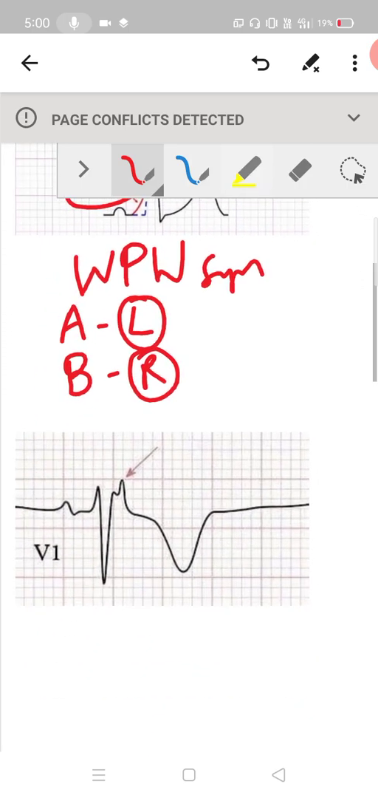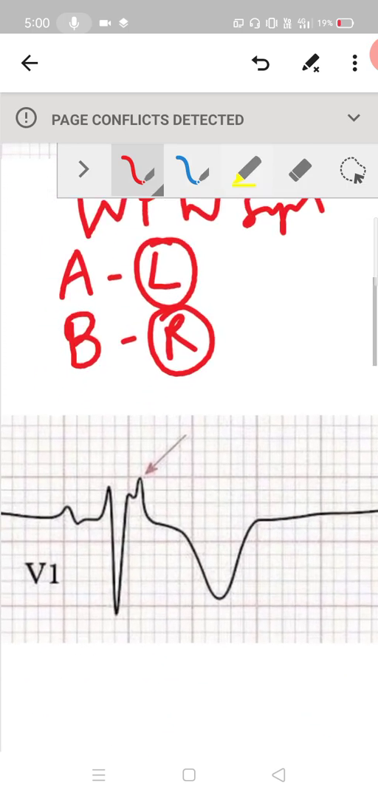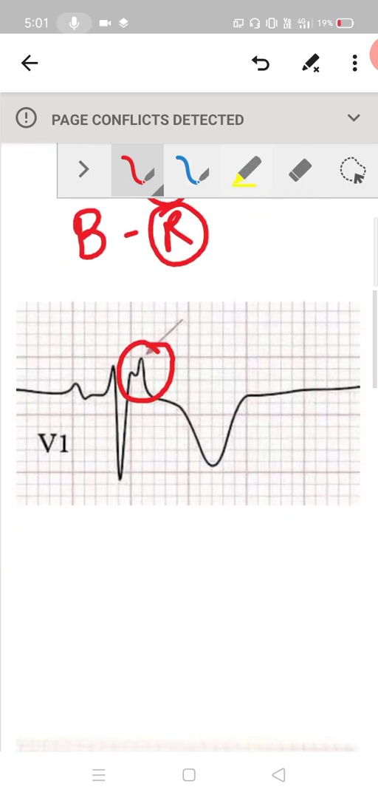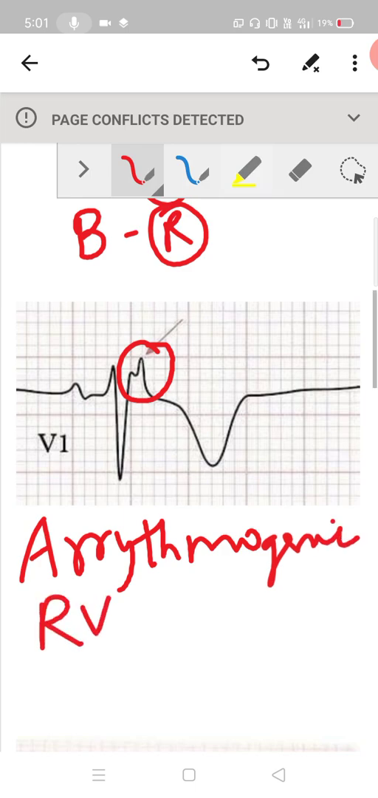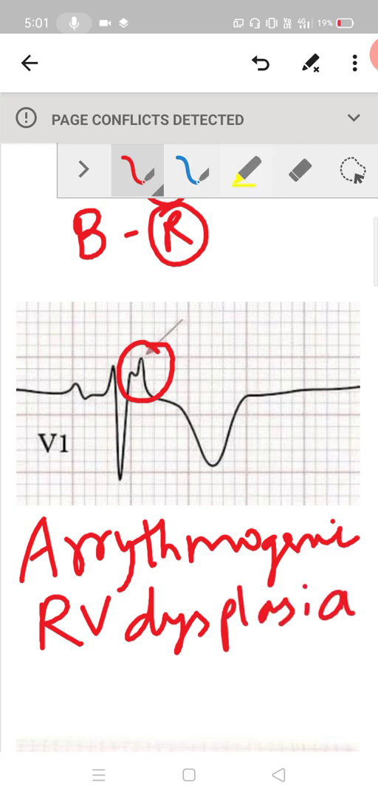And the next ECG strip, this is also an important one. This is the epsilon wave. Epsilon wave is seen in arrhythmogenic right ventricular dysplasia. Arrhythmogenic right ventricular dysplasia shows the epsilon wave.